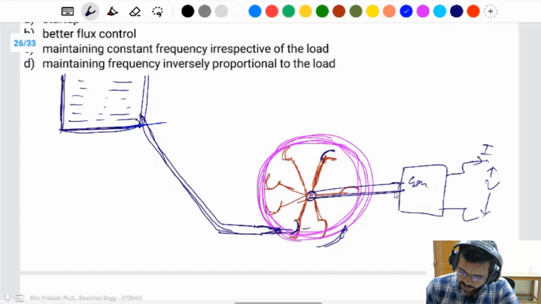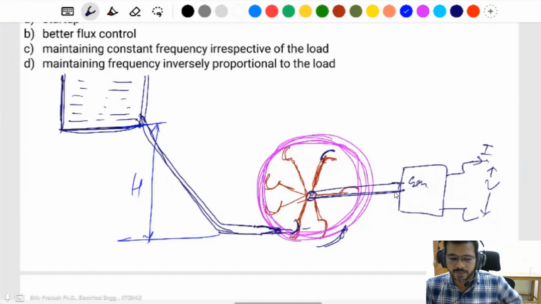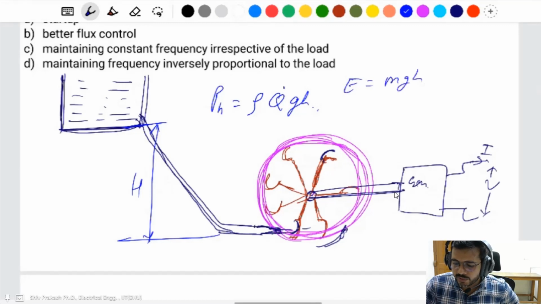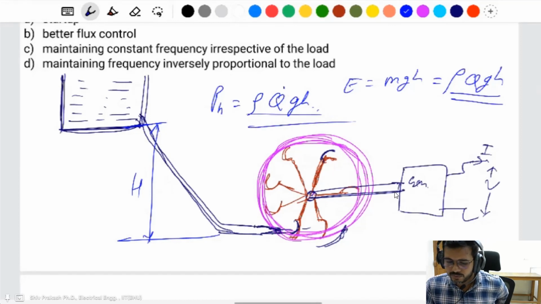In this, the water head is the height, the same as the water head in this question. You can apply the same formula, Q dot gh for power, and for energy the same thing, mgh, where m is rho Q G H, for the development of water power, electrical power also.